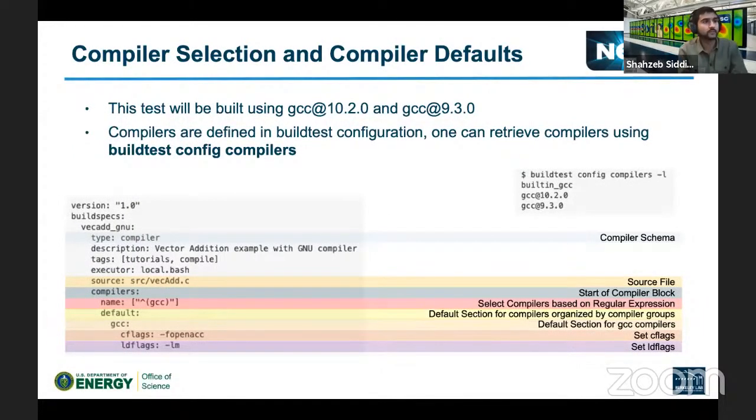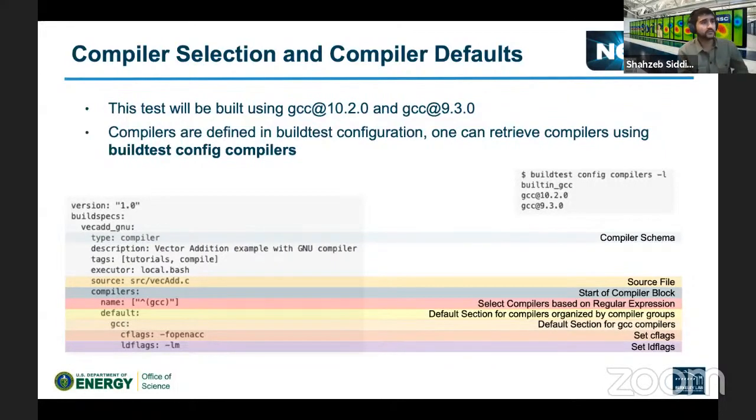So everything that we talked about before was the script schema. Now we'll talk about the compiler schema, using the type compiler property. This is an example of compiler selection and the defaults that you can set for compilers. We have an example of a vector addition using the GNU compiler.